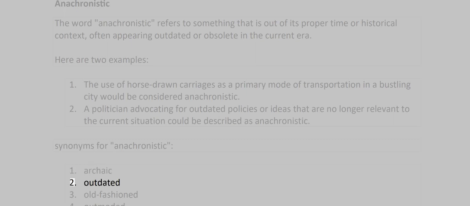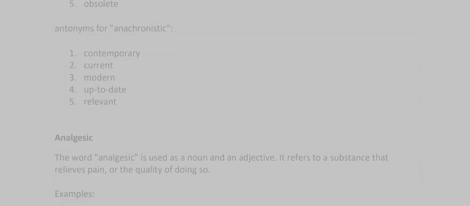Synonyms for anachronistic: 1. Archaic. 2. Outdated. 3. Old-fashioned. 4. Outmoded. 5. Obsolete. Antonyms for anachronistic: 1. Contemporary. 2. Current. 3. Modern. 4. Up-to-date. 5. Relevant.